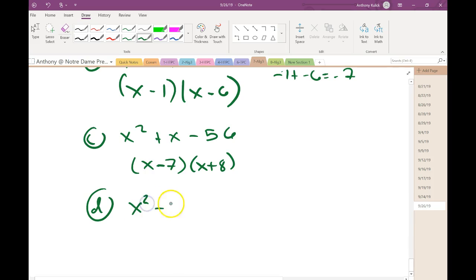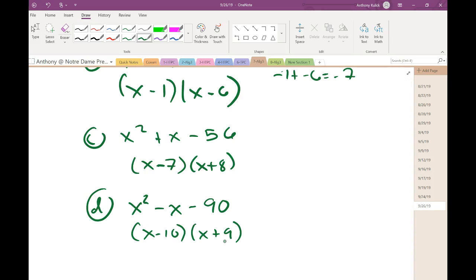Let's do another. Close. Further away. Negative 10 and positive 9. So again, trying to figure out the things that multiply to give us C, while also adding to give us B. Right? So always start with the multiplication problem first and work to the addition problem last.